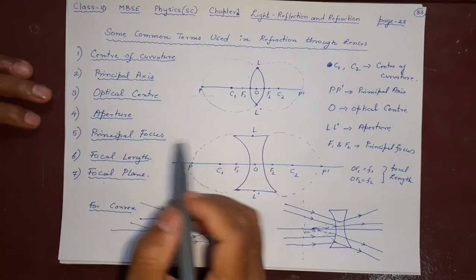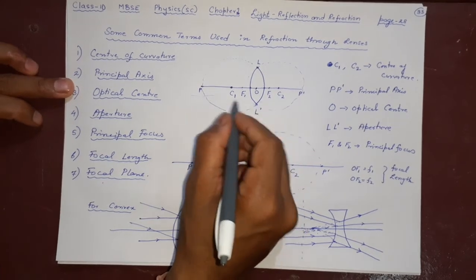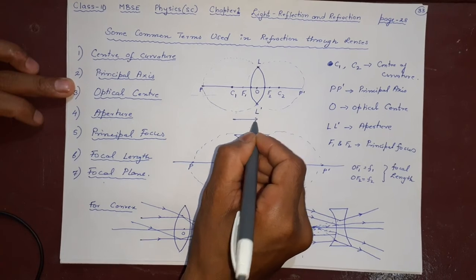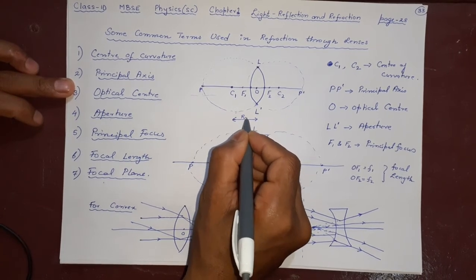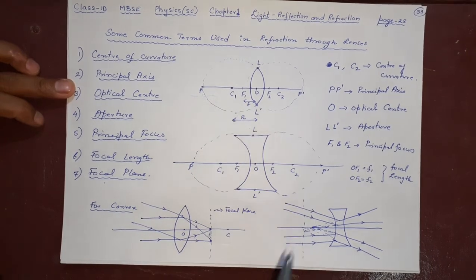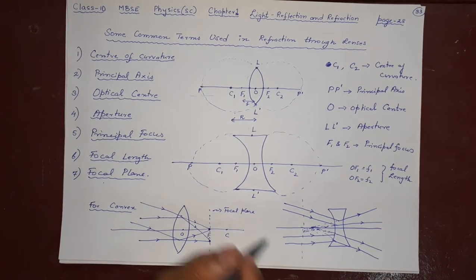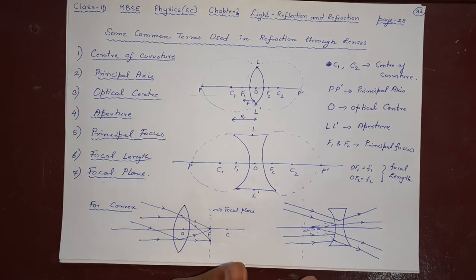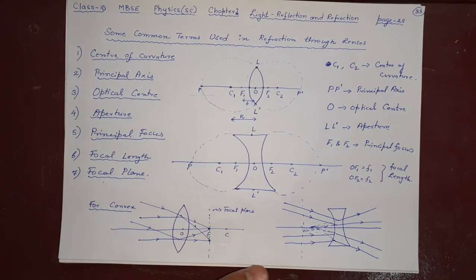The radius of curvature is still called OC1, will be called capital R. This distance is capital R. OF is still called small f, just like mirror. I will not confuse you to make many terms here, because they are pretty much same like your mirror. If you understand the mirror, you will understand this also. Thank you. In the next class, we will continue that activity based on the convex lens.